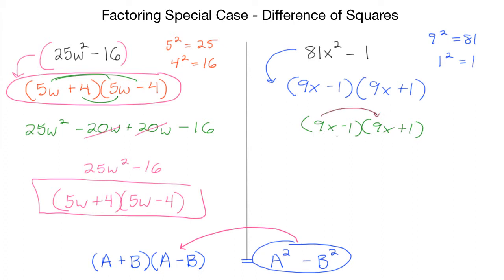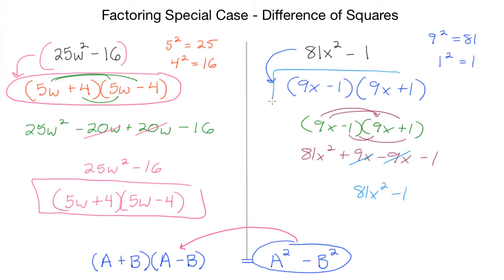9x times 9x is 81x squared. 9x times 1 is plus 9x. Negative 1 times 9x is going to be minus 9x. And negative 1 times 1 is minus 1. Look at that. My two middle terms canceled out, plus 9x minus 9x. And we're left with 81x squared minus 1. So there we go. There is my answer in terms of rewriting that binomial in factored form.